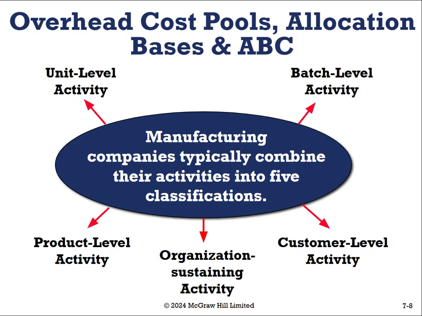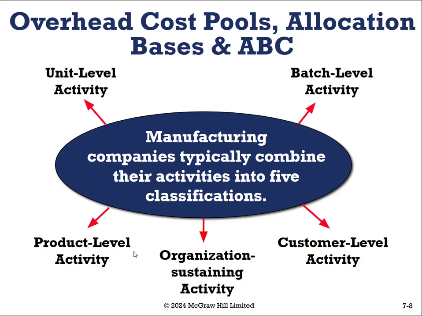Okay, a couple more visuals and then we'll get to the example. We have a manufacturing company, and they're going to combine these into those 5 different activity levels. So we have our unit activity level, batch, customer, organization, and product level. And what we're saying is that each time you manufacture something, a cost is going to go to one of these levels. Each one of these levels is going to have at least one cost driver.